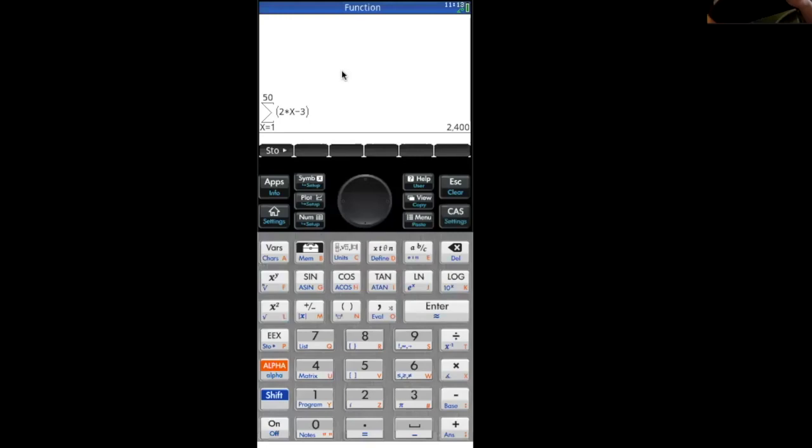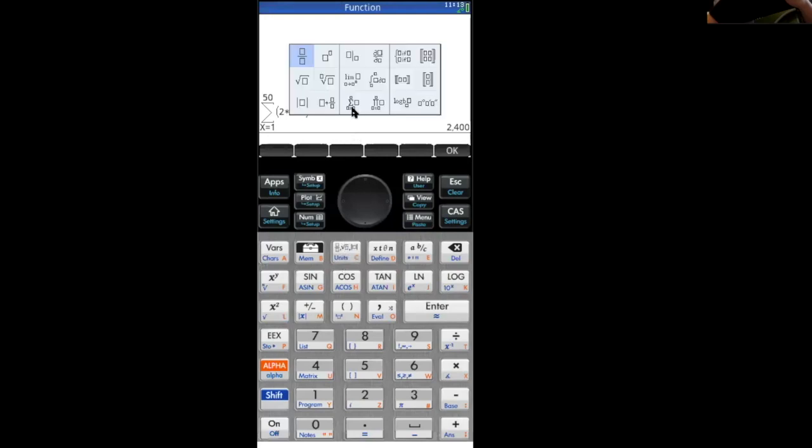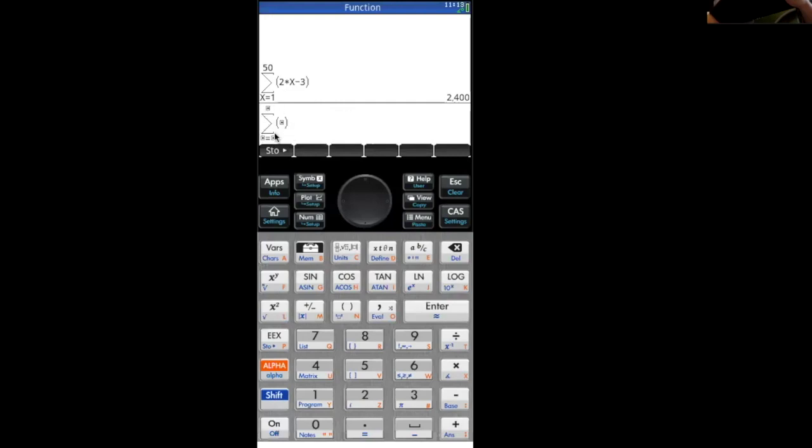All right, guys, so real quick, I'm going to show you how to find the sum of something on your HP Prime. So what you want to do is click on this thing right here that says units, and you want to click this summation situation.